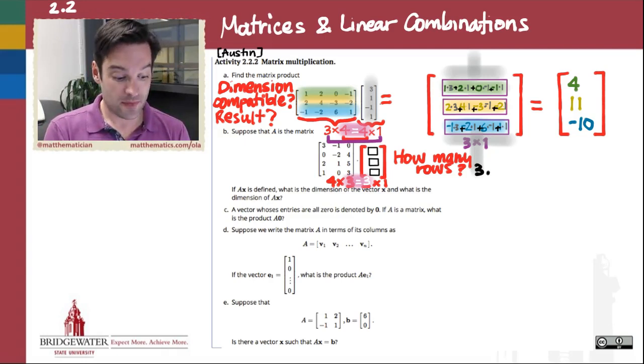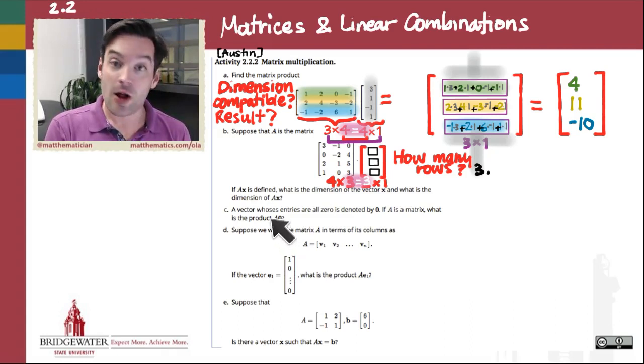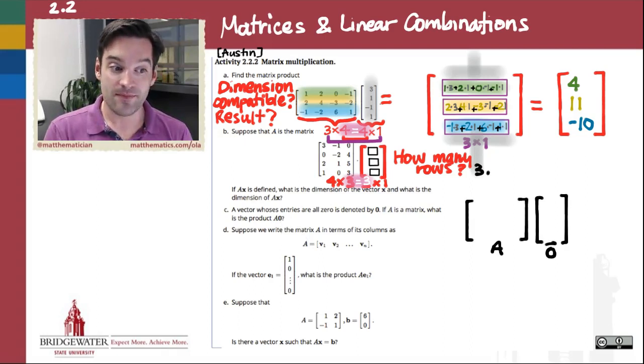Taking it a little further, in part C, suppose that I have a vector all of whose entries are 0. If I take any matrix at all and I multiply by that 0 vector, what do you think the result is going to be? So any old matrix A, multiply it by a vector all of whose entries are 0. What's the result?